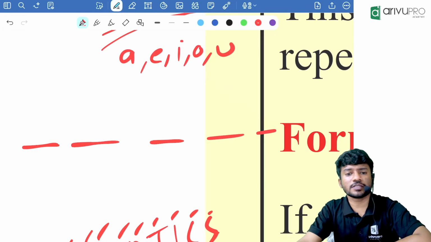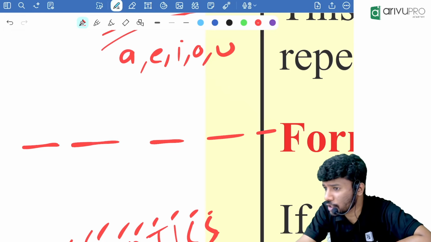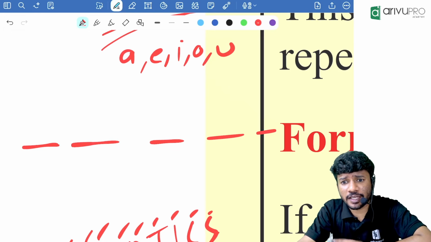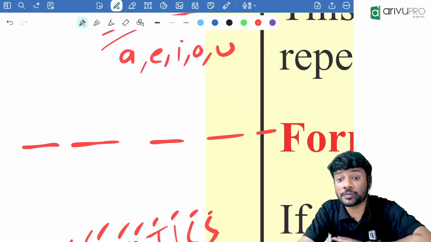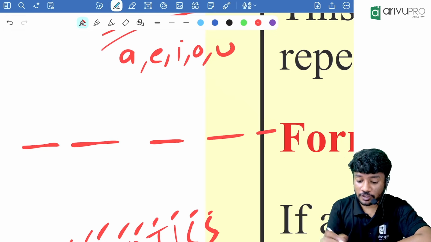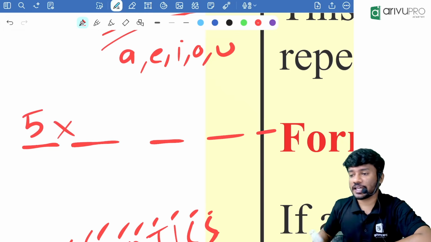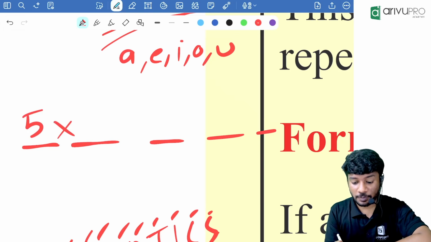What is that? Vowels. A, E, I, O, U. Using vowels, I need to create how many words. How many words can be formed is the question. So people will write any of the 5 can sit here. Then one person already sat.